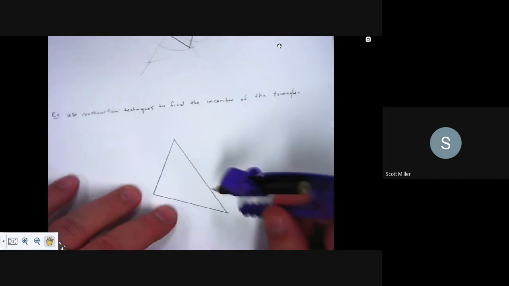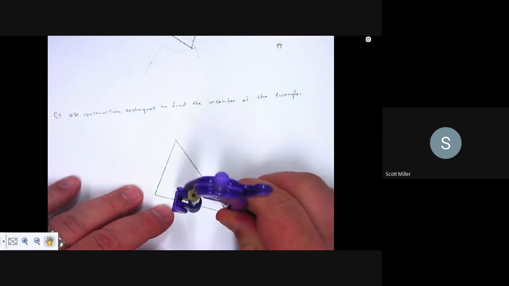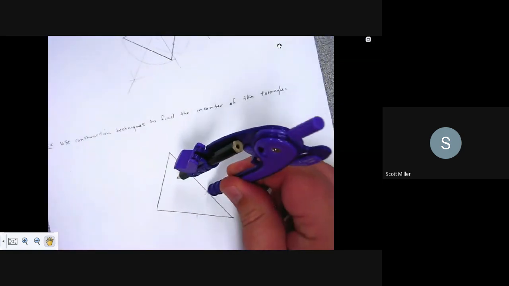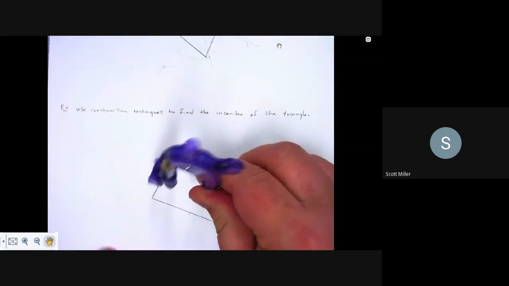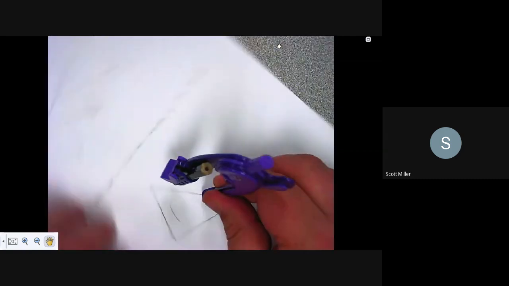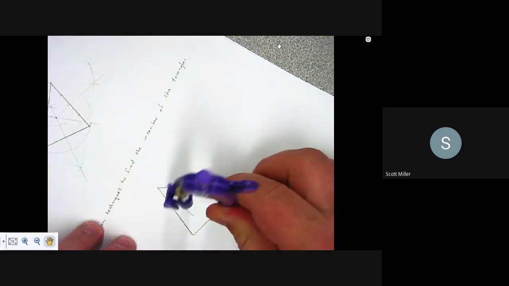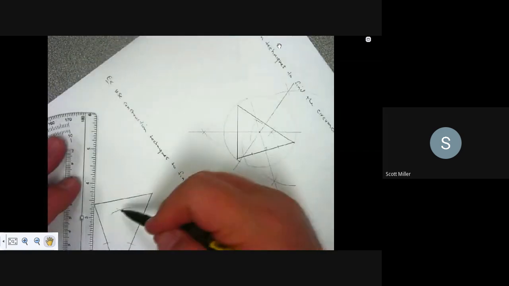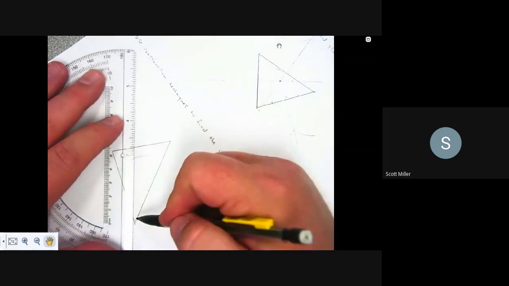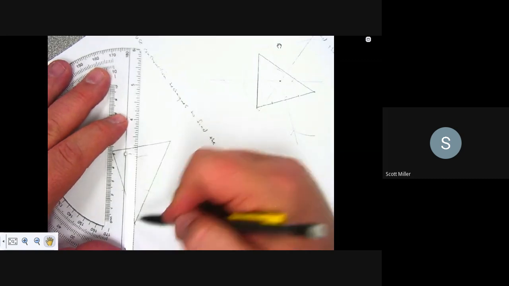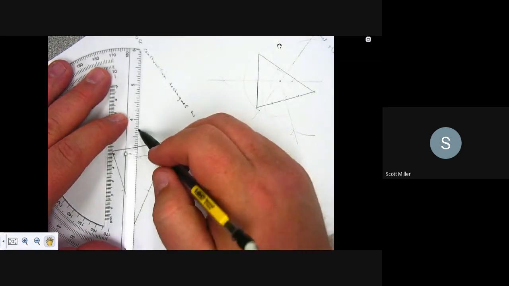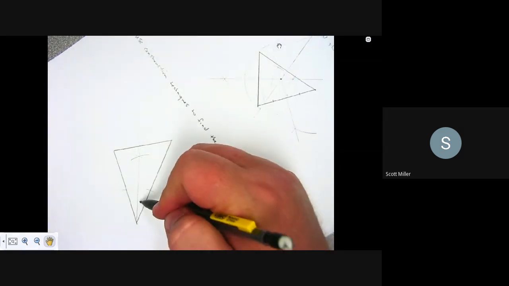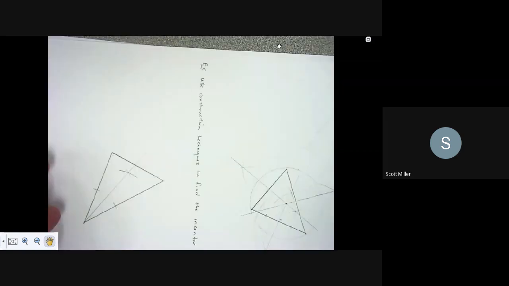Again, you start off on your vertex and make two marks. Without changing the gap, move to those marks and make a crosshair up here in the middle. Using your straight edge, connect that crosshair with the vertex down there. Again, do it lightly. That is an angle bisector. So we just repeat that for all three vertices.